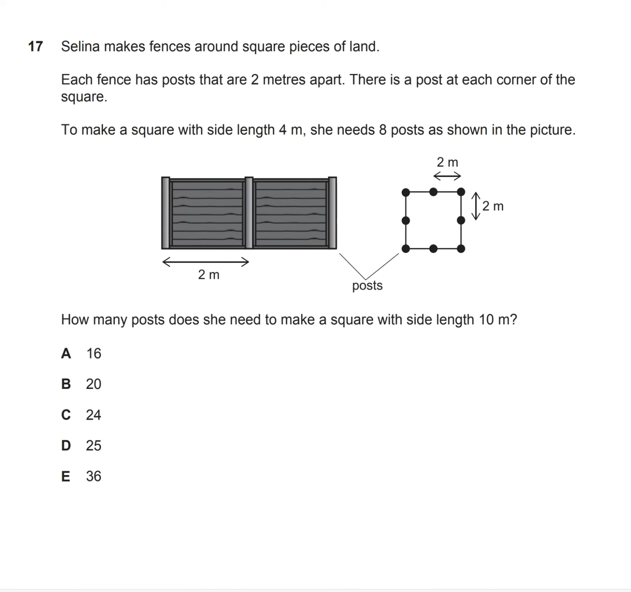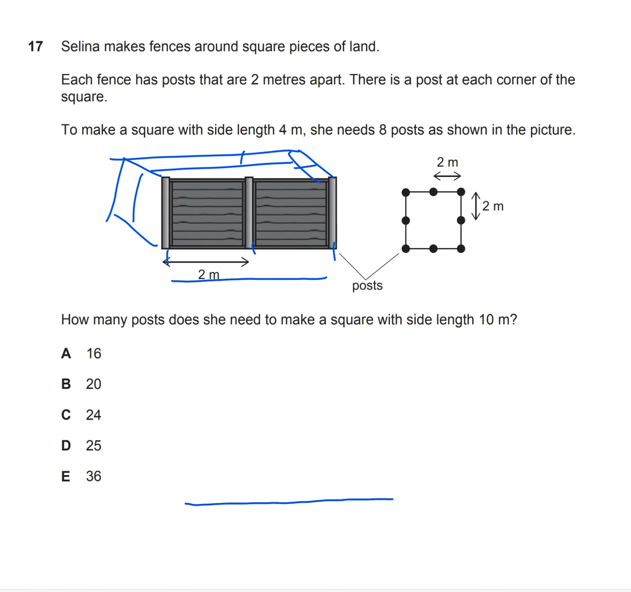Okay, you can see here that's a demonstration of one of the sides. So it actually looks kind of like this probably. Okay, and each side will have 2 bits of this wood and 3 posts. Okay, and that will make up a total of 4 meters. So if I wanted to make up a side of 10 meters, so let's actually draw it out. Maybe I'll draw a nicer square so we can visualize it.